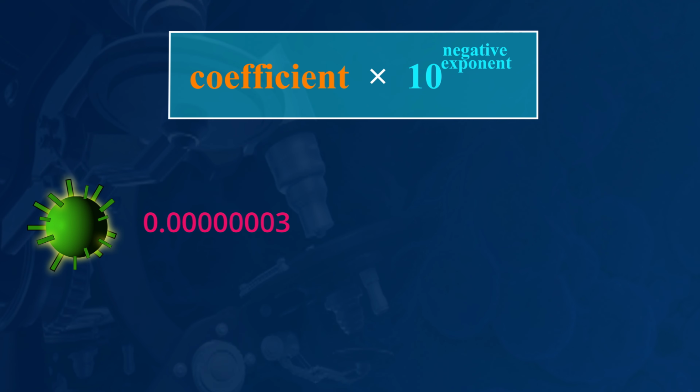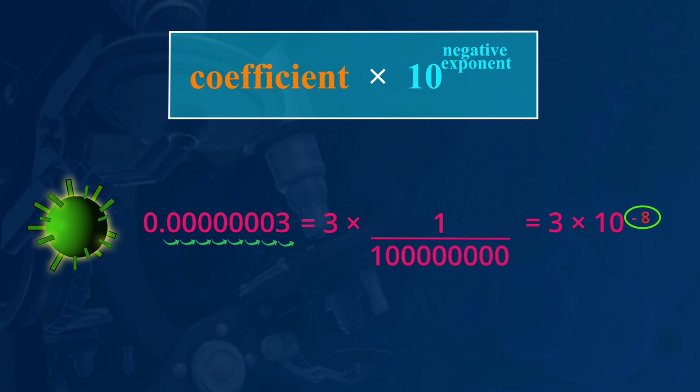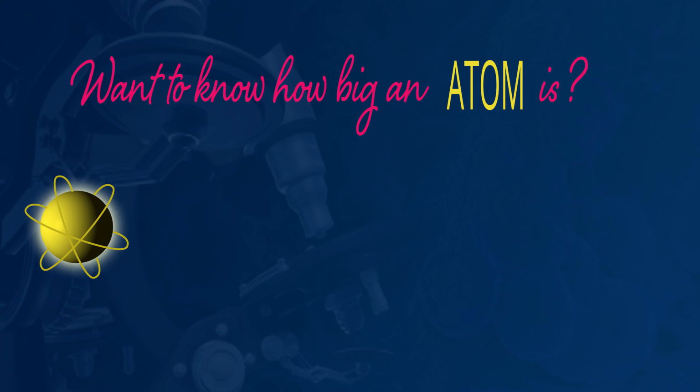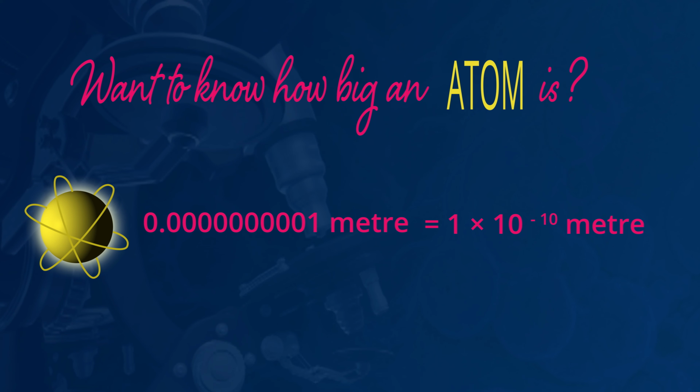A virus is even smaller. It's a very tiny 300 millionths of a metre, or 3 multiplied by 100 millionth. In scientific notation, that's 3 times 10 to the exponent of -8. Want to know how big an atom is? It's 1/10 trillionth of a metre. In scientific notation, an atom has a size of 1 multiplied by 10 to the exponent of -10 of a metre.